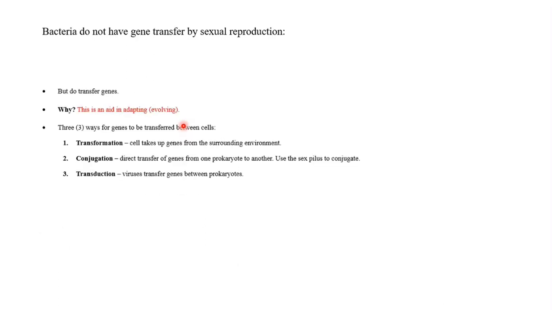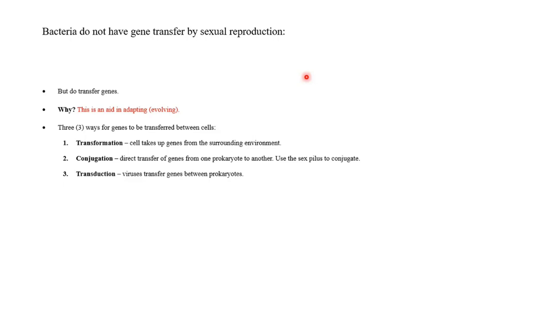So bacteria do not have gene transfer by sexual reproduction. But they do transfer their genes, and this aids in adaptation and evolution. We talked about evolution in the past few weeks, that they have to be passing over some characteristics and traits when we do the family tree. It will be a good question: if they don't reproduce sexually, how do they transfer their genes?